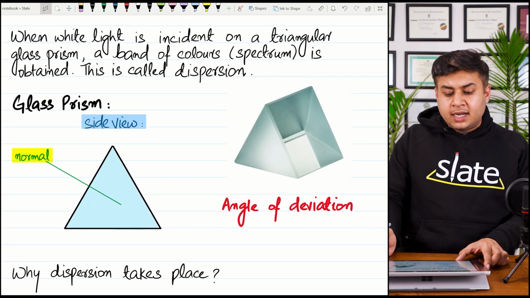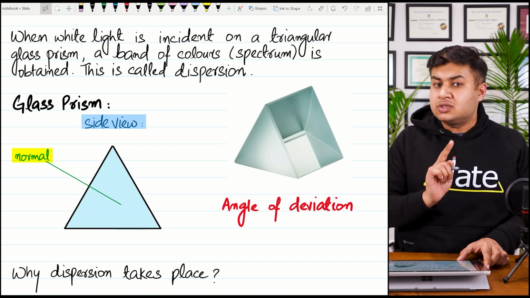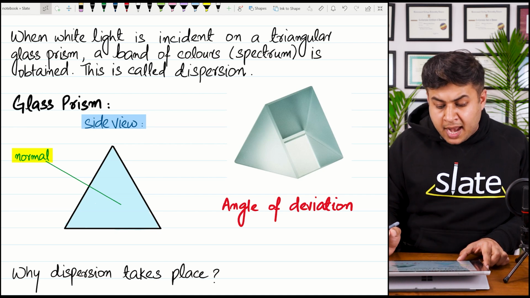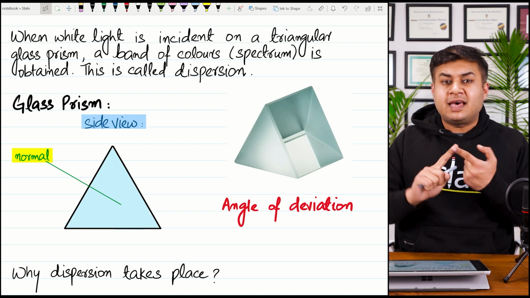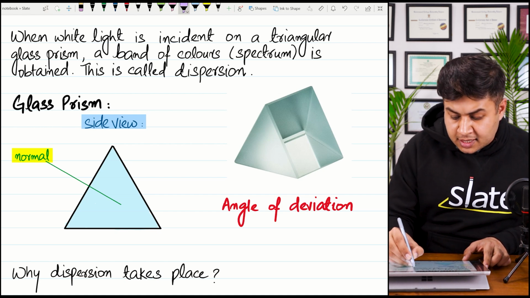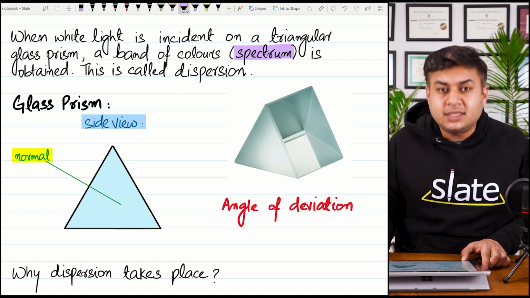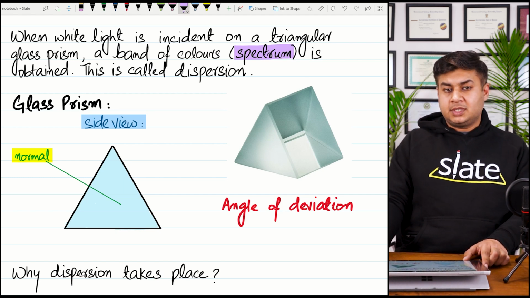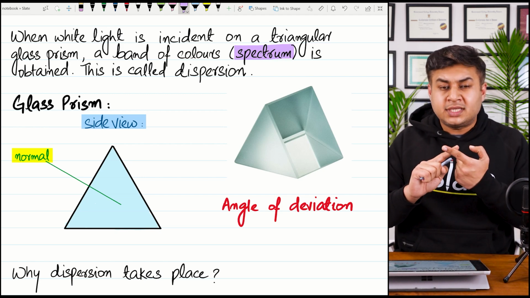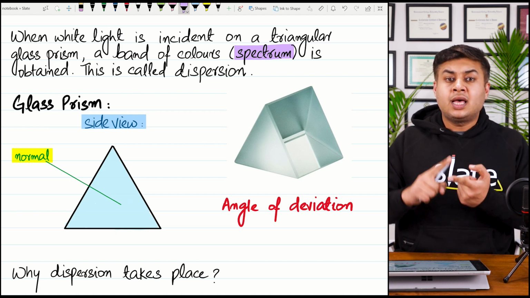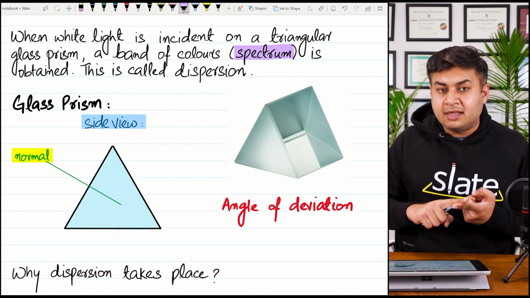So, what is dispersion? Whenever white light is incident on a triangular glass prism at a certain angle which is not 90 degrees, a band of colors, referred to as a spectrum, is obtained. The 7 colors we have studied are referred to as the spectrum of light. This is called dispersion. Now, why does dispersion occur? Why does white light split into 7 different colors? Because the refractive index of glass is different for each color.